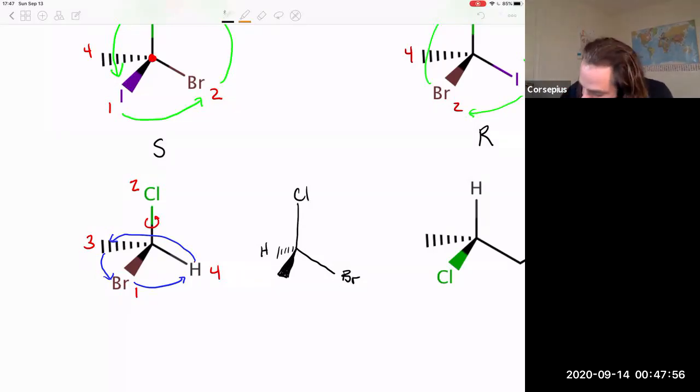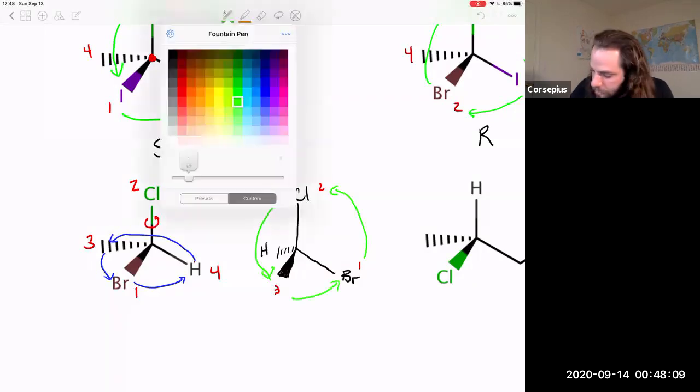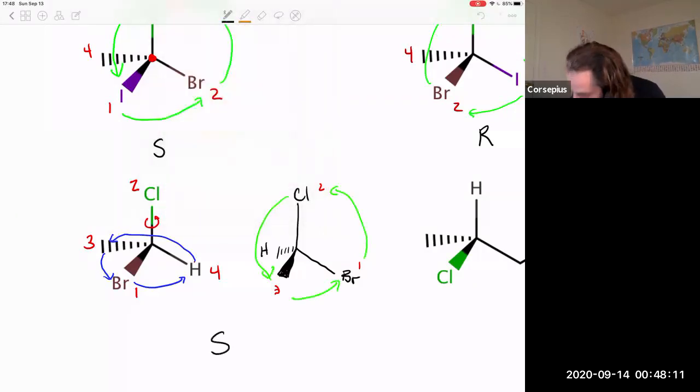Okay, so then we go back, fill in our priorities again, 1, 2, 3, and we see that this is a counterclockwise connection, right? 1 to 2, 2 to 3, 3 back to 1 is counterclockwise, so this is S.